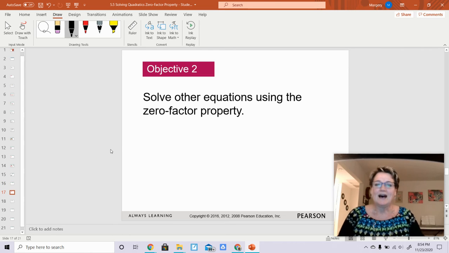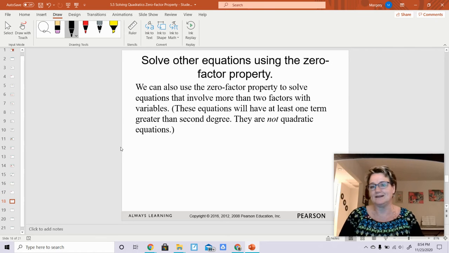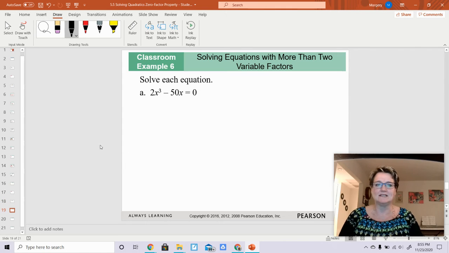All right, solve other equations using the zero factor property. So let's try some other things. What do they want us to use? They are not quadratic equations. Okay, let's just kind of play around with these. Well, first of all, I know that these two here share a 2x. So that's going to give me an x squared minus 25 equals 0.